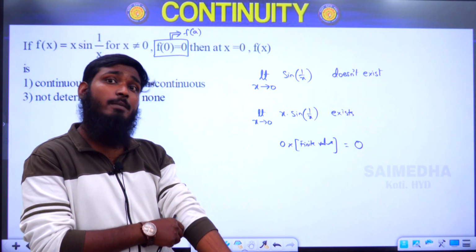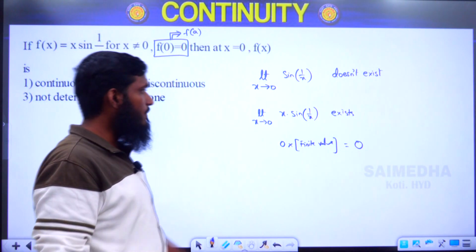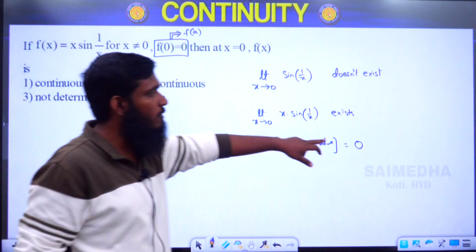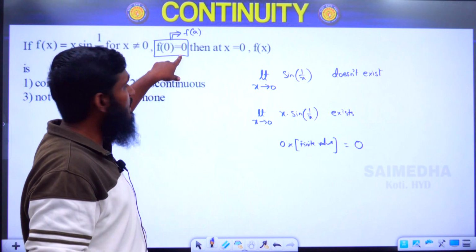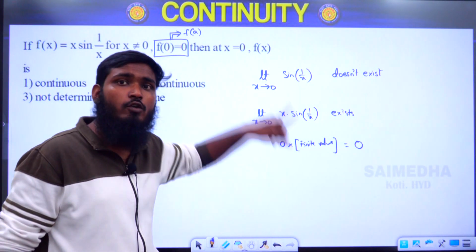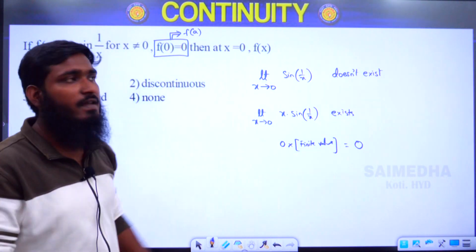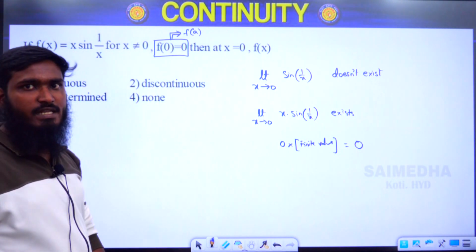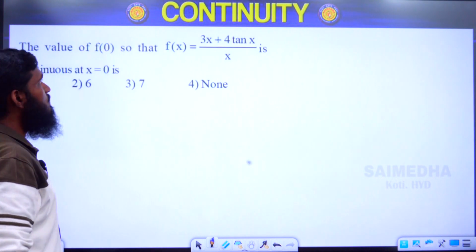Either it will come in the limits topic or the continuity topic. Okay. Now let us see this part. If you apply the limit for this part, the answer we get is 0, and the function value we have is 0. If the limit value and the function value are the same, then the function is continuous. Understood? Now let us go for the next question.